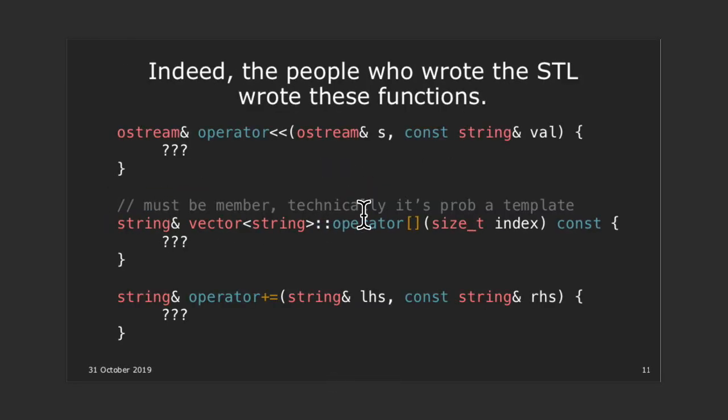Similarly here, the person who wrote the vector string class must have said, okay, when you use brackets, you're actually taking an index and you're indexing into the vector. Okay?